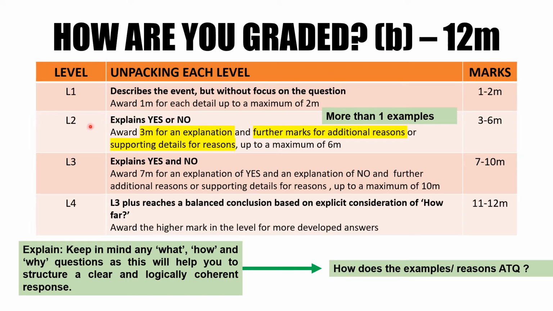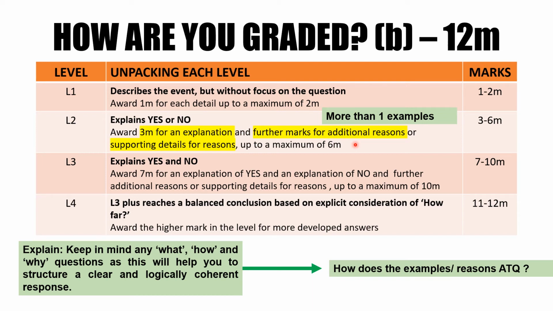So for level 2, for you to get 3 to 6 marks, it is just explaining the yes, I agree, or no, I disagree. Now you'll be awarded 3 marks for an explanation, a reasonably elaborated as well as linked answer. You will get more than 3 marks if you're able to give more than 1 example as well as supporting details, and we will have a cap or a max of 6 marks.